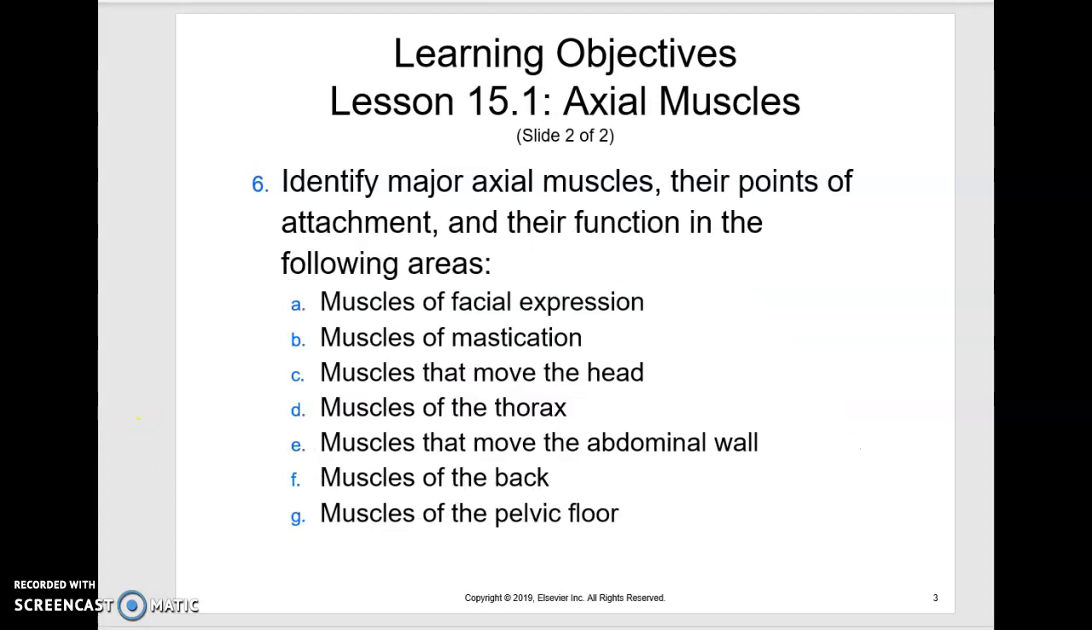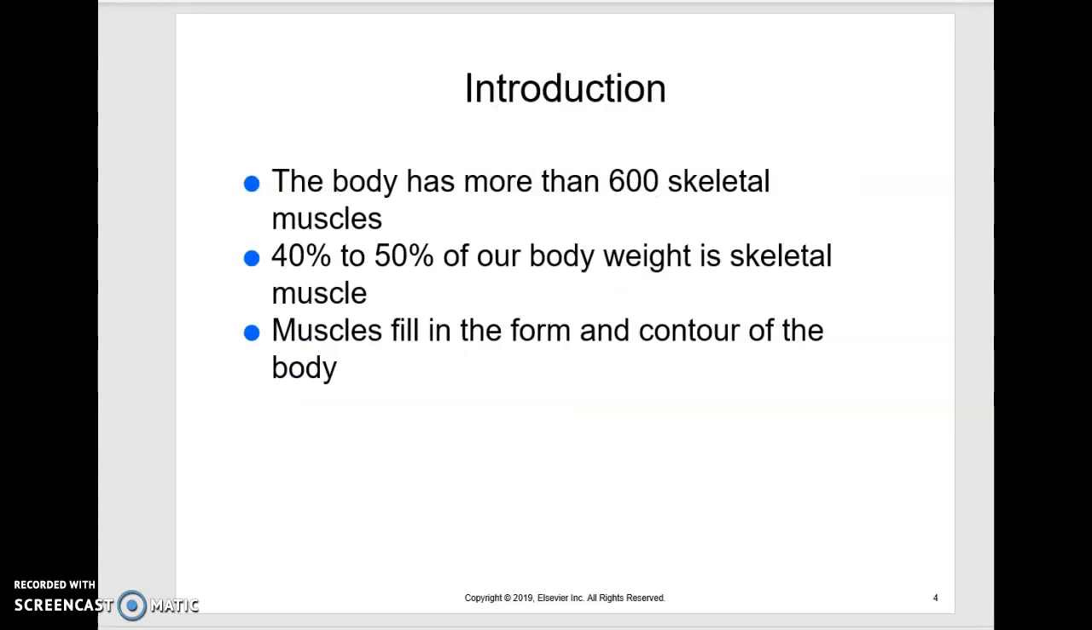We're going to identify axial muscles and their point of attachment and their function in the following areas, and that includes the face, the mastication, the head, the thorax, the abdominal walls, some of the back ones, and some of the pelvic floor. So the body has about 600 plus muscles, give or take. We do differ depending on the individual. It's not a hard, fast number, because some people have some muscles and some people don't. It's just how it happened as we continue to evolve through time.